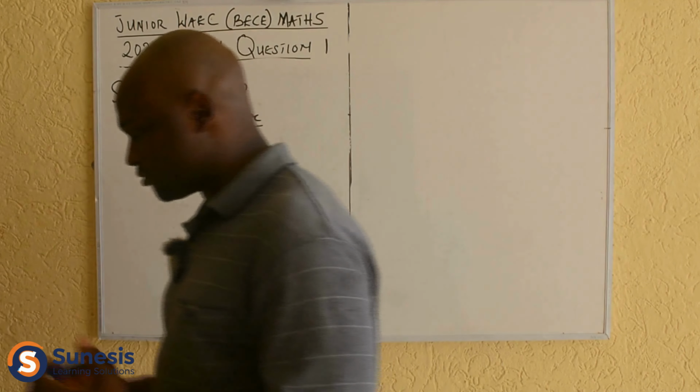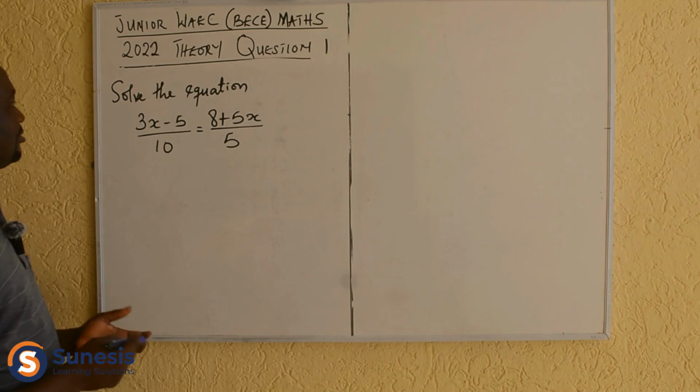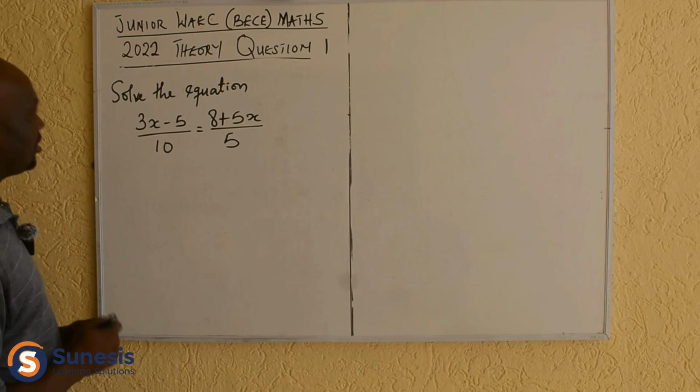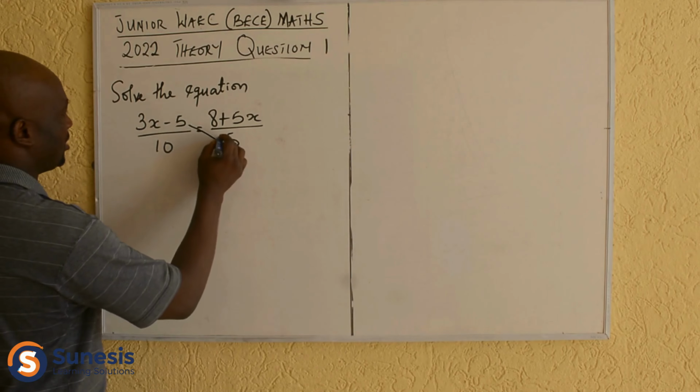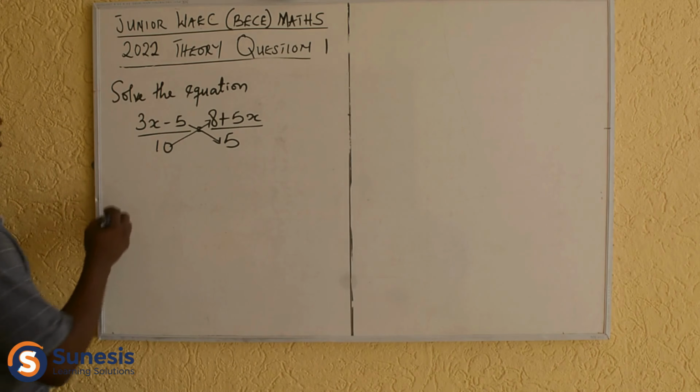Now, to solve this, it's quite simple because many people always fear fractions. While fraction is not hard, you just need some logic to do it. But this is quite simple. All you need to do is cross multiply to turn it into a linear equation, that is, to remove the fractions. So, if we cross multiply, what do we have?